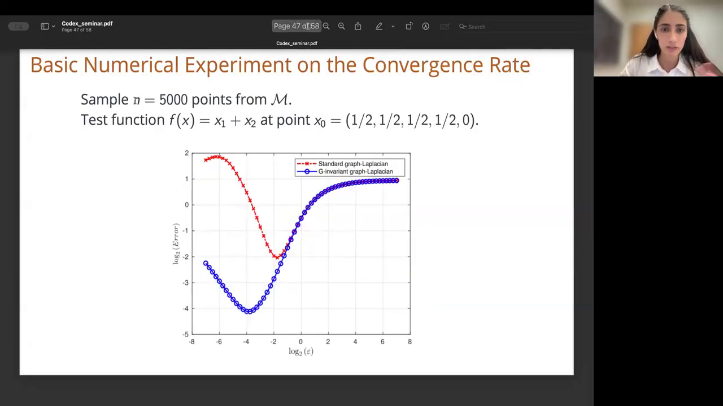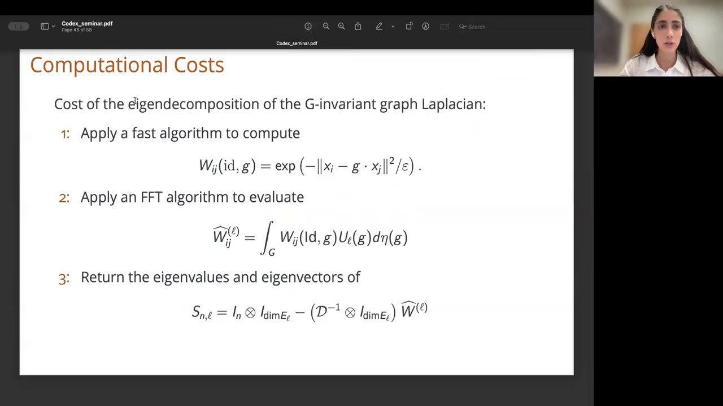Okay. So this is great. We can see in experiments how our result indeed can give us smaller errors, which reflects the improved sample complexity that I was talking about. But we also need to address the computational costs of this method.